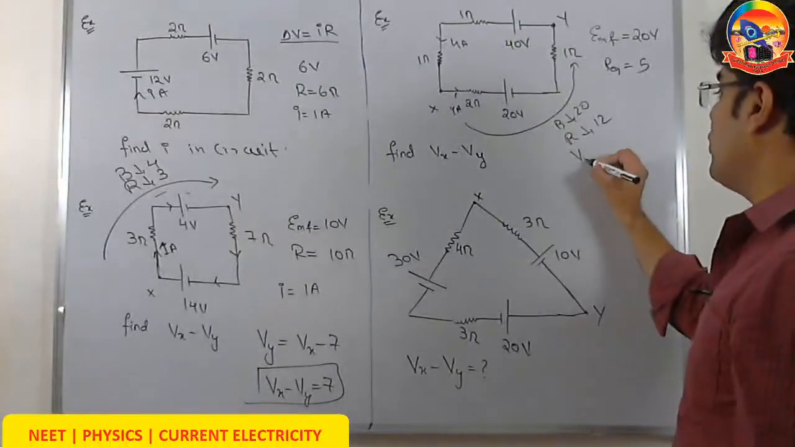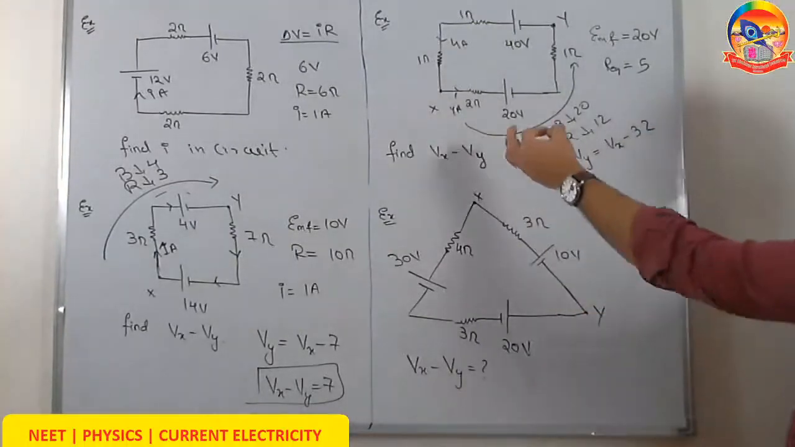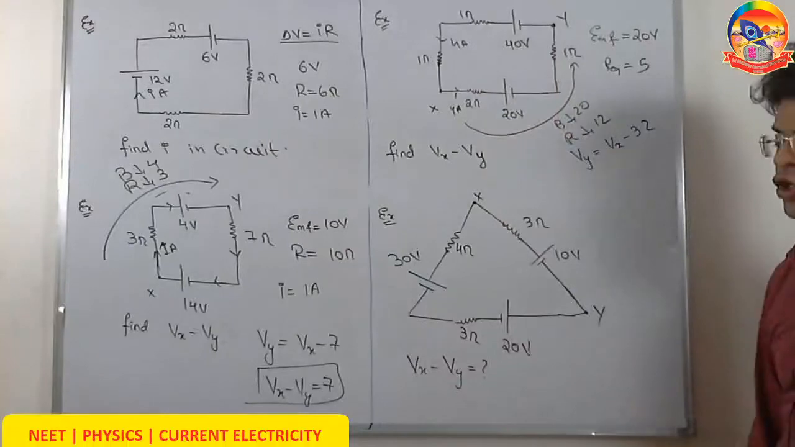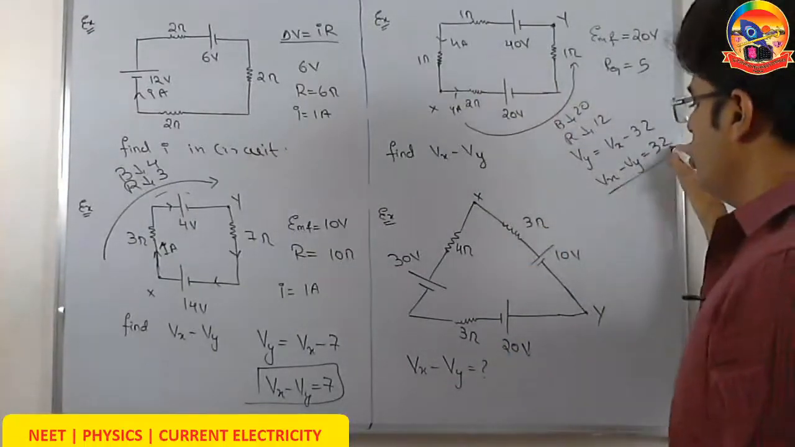It means that the potential of y has to be 32 less than the potential of x. So the potential of y has to be equal to the potential of x minus 32. So we can say that Vx minus Vy should be equal to 32. So this time we will do.